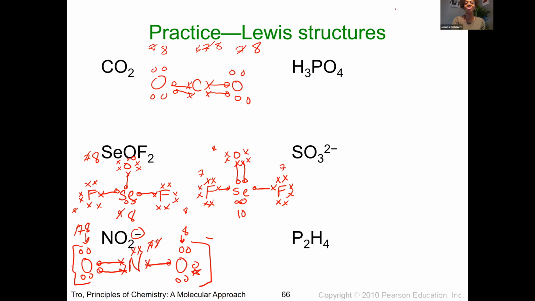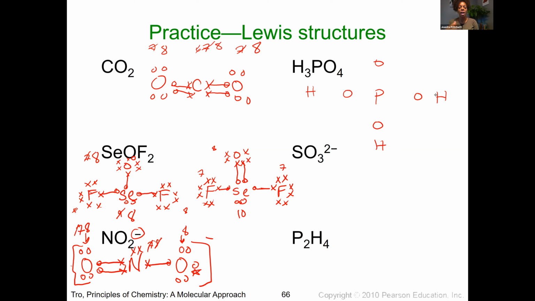All right. So let's move on to the next one, H3PO4. So for this one, who goes in the center? Well, it would be our phosphorus. And then we're going to put our oxygens around it symmetrically. And then now we add the hydrogens. Again, symmetrically. They're terminal. They go on the outside.